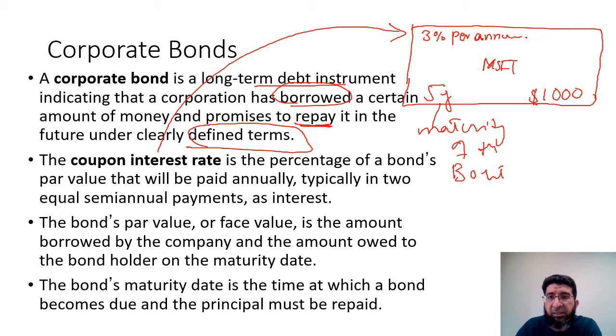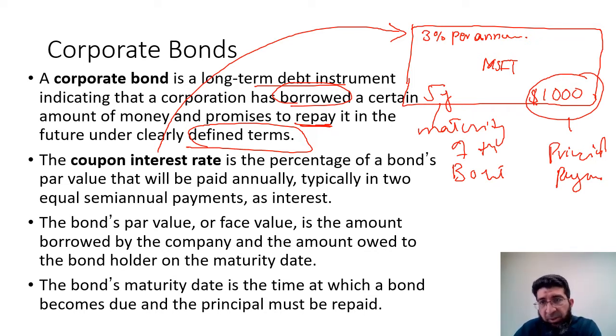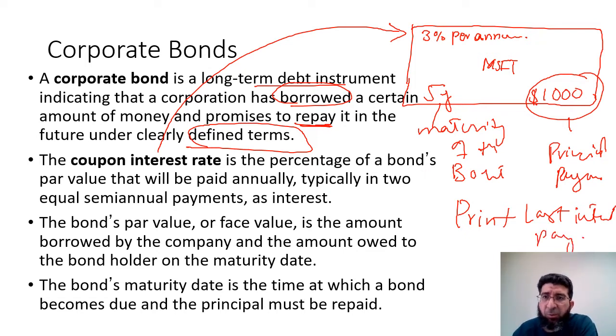At the maturity, the investor will receive the principal payment, which is $5,000, which he paid initially to acquire the bond, plus the last interest payment that will be due, and that will be paid with the principal payment. So the last payment always includes the principal plus the last interest payment. Then comes whether this 3% is payable annually or semi-annually, quarterly or monthly; that will be mentioned here.